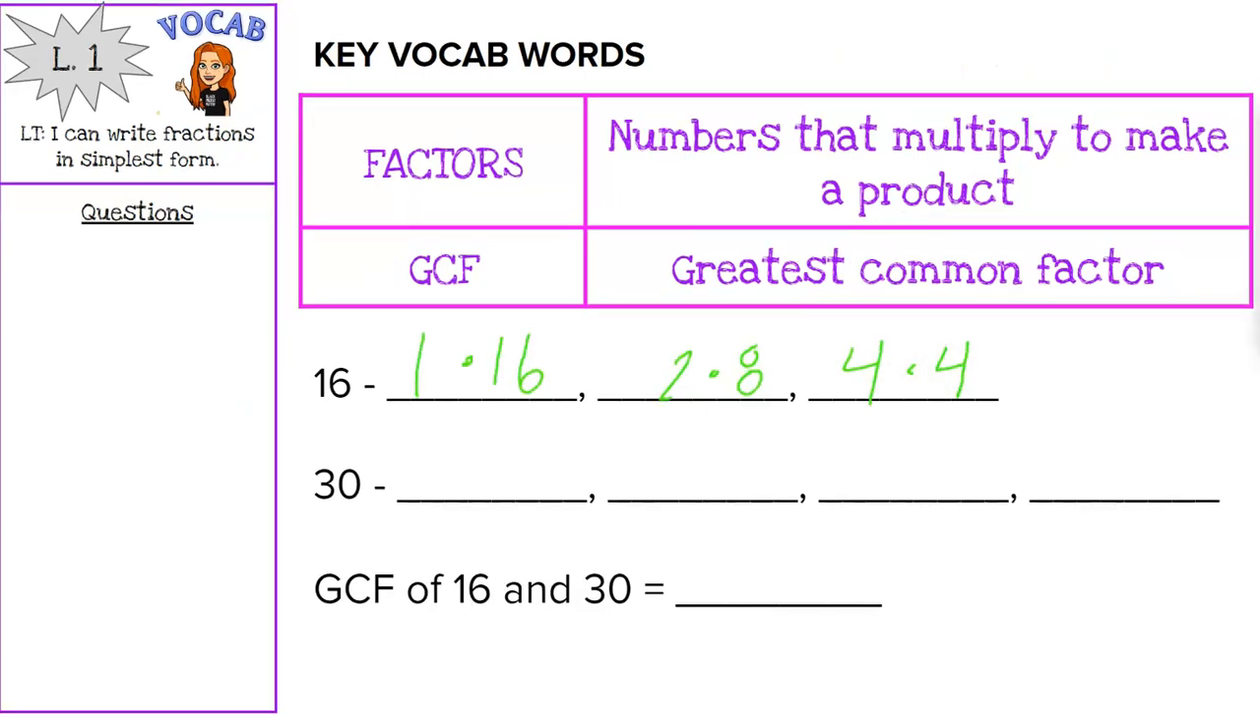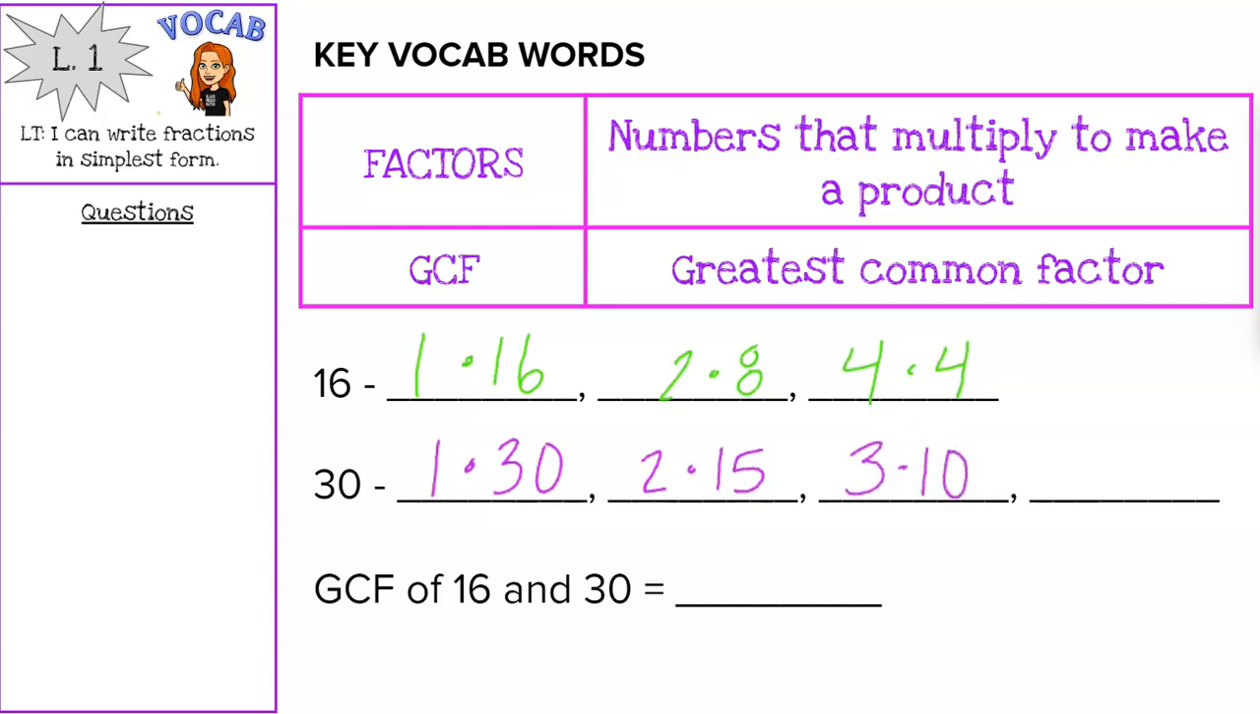Now the next number we have is 30. So again, we can start off with 1 times 30. I know 30 is even, so I can say 2 times 15 is going to give me 30. Another one would be 3 times 10.